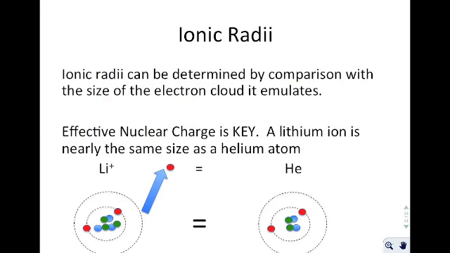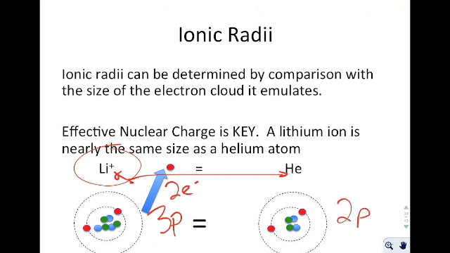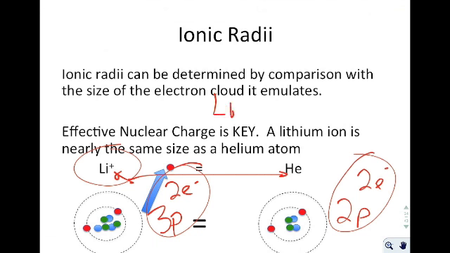Ionic radii, generally ionic radii is determined by comparison with the electron crowd it emulates. So if you were to look at lithium, you would compare lithium to helium. Now the difference is that the lithium ion has 3 protons and 2 electrons because it's an ion, and helium has 2 protons and 2 electrons. So if you were to look at this, you would say that this would have a greater attraction than this, and therefore the lithium ion, although it's very similar in size to helium, is going to be slightly smaller because it's going to have a greater attraction.